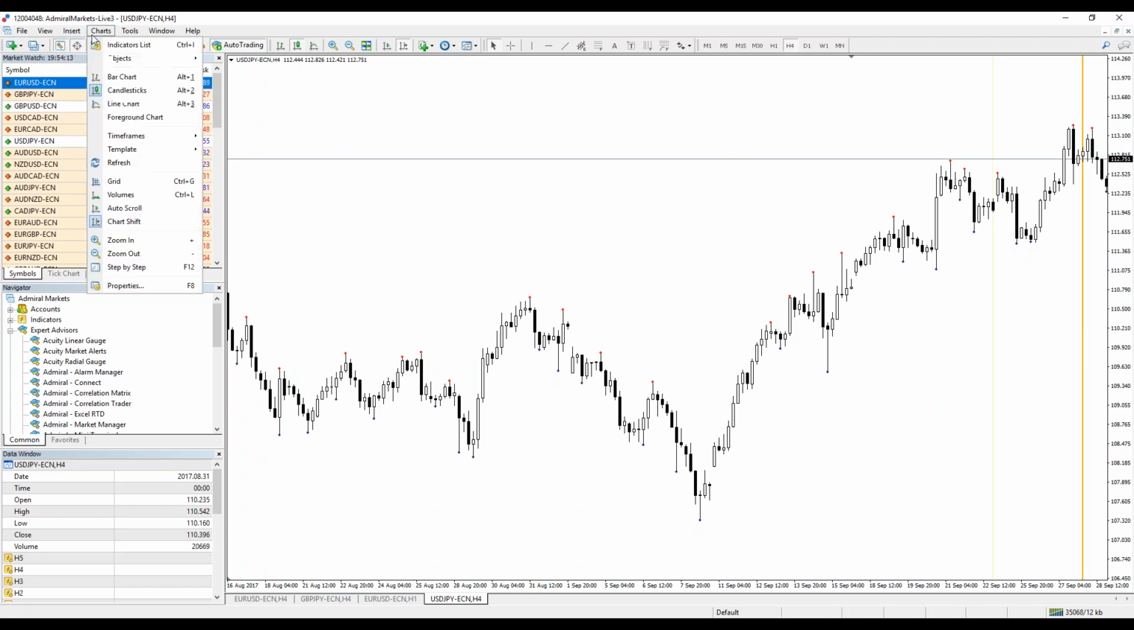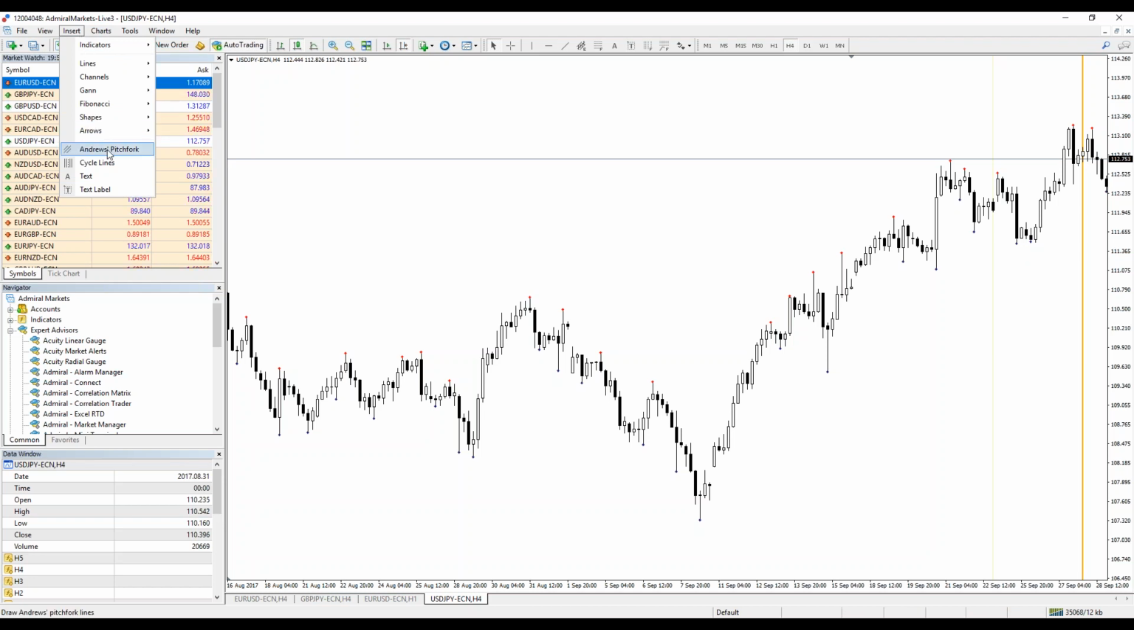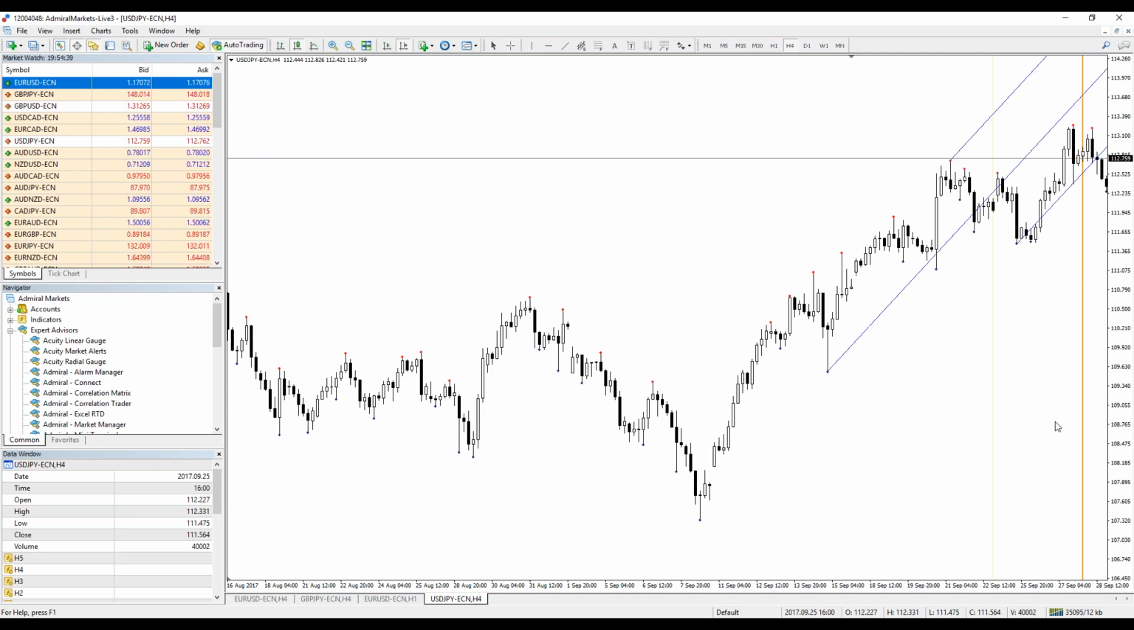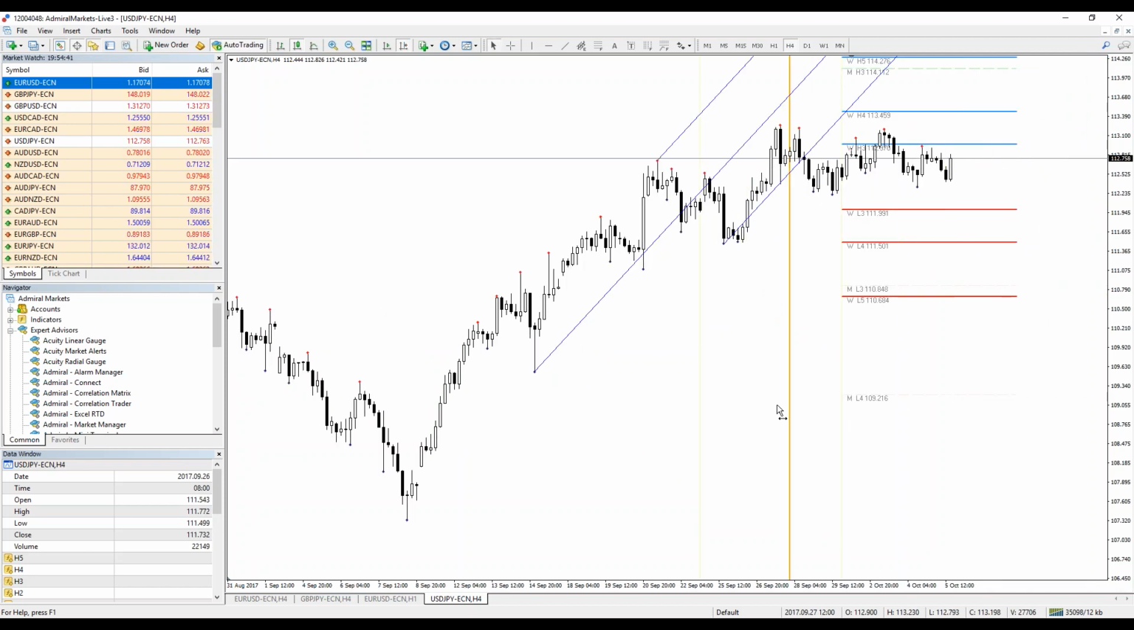So if you go to insert, here you will see Andrews pitchfork, and on MT5 it looks even better. I will show you. So this is the first point, the beginning point, the start of the move. You connect it to the second point. Go to Andrews pitchfork, click once, click the second time, click the third time, and you will see this. And you see how this trend was respected.